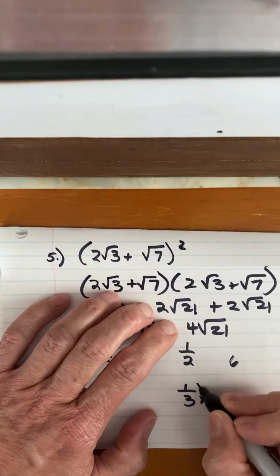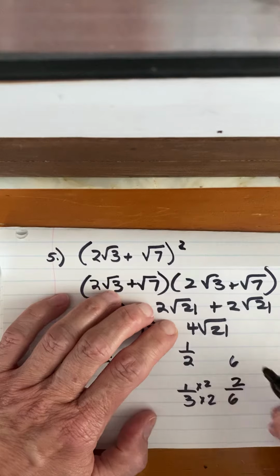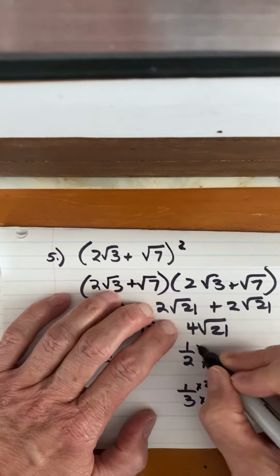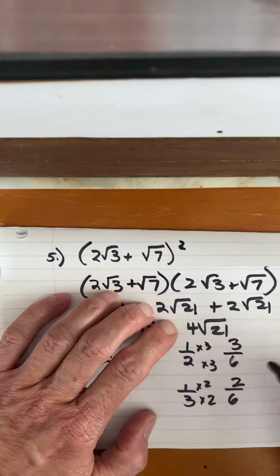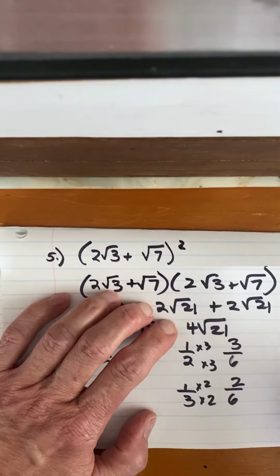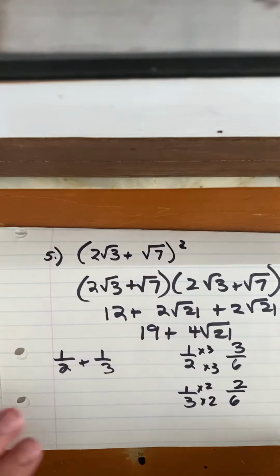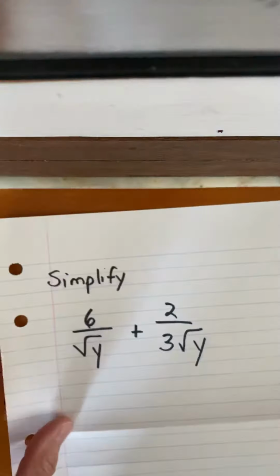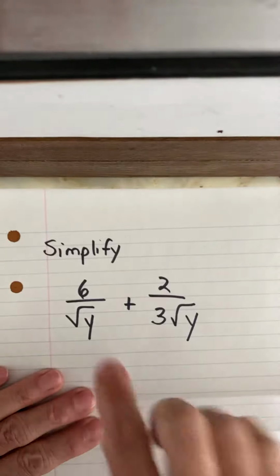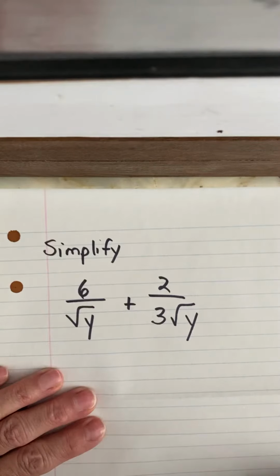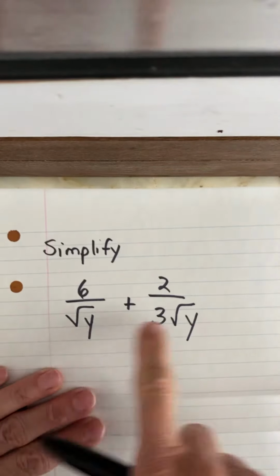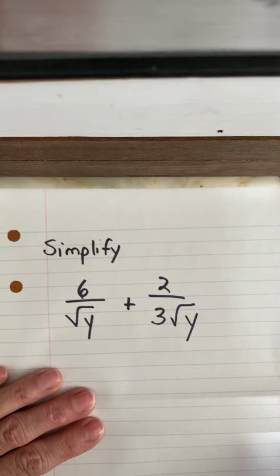I do 3 times 2 is 6, so 1 times 2, that's 2/6. 2 times 3 is 6, so this is 1 times 3, and that's 3/6. And I add them together, I get 5/6. So I rename the fraction with a common denominator. The reason I'm doing that is because now, if we have radicals in a fraction form that we have to add, we can't add them unless they have a common denominator.